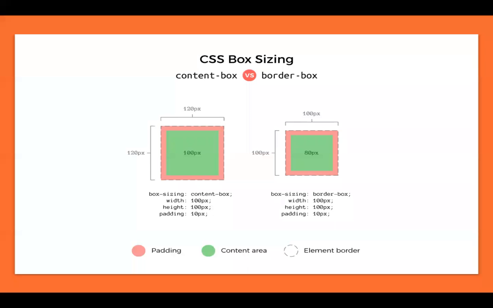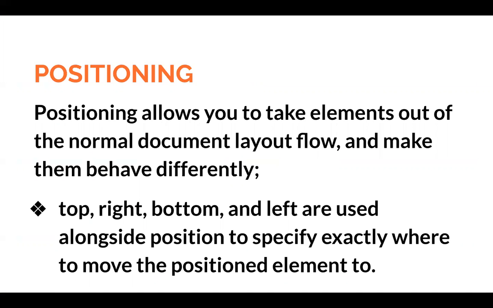Now, on to positioning of an element. Positioning allows you to take elements out of the normal document flow, and then you can push and move them everywhere you want. You can specify where you want it to go. Positioning has some properties called top, right, bottom, and left, which are used to move the element where you want it to move to.